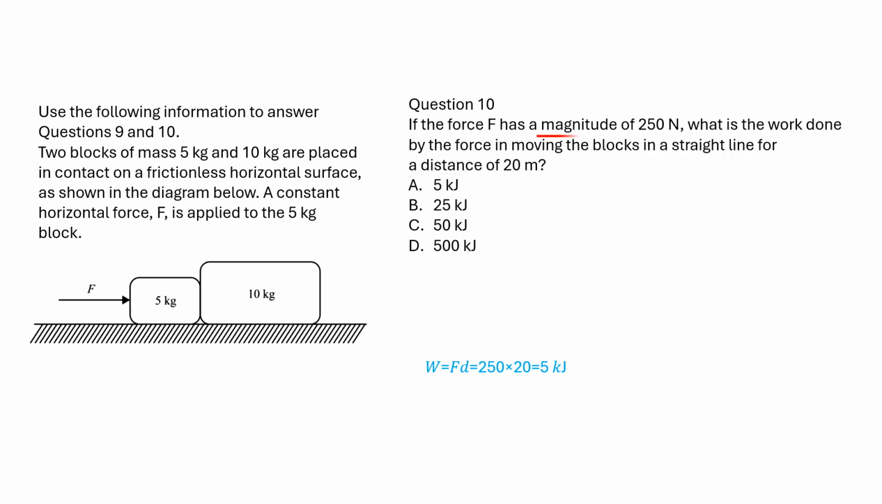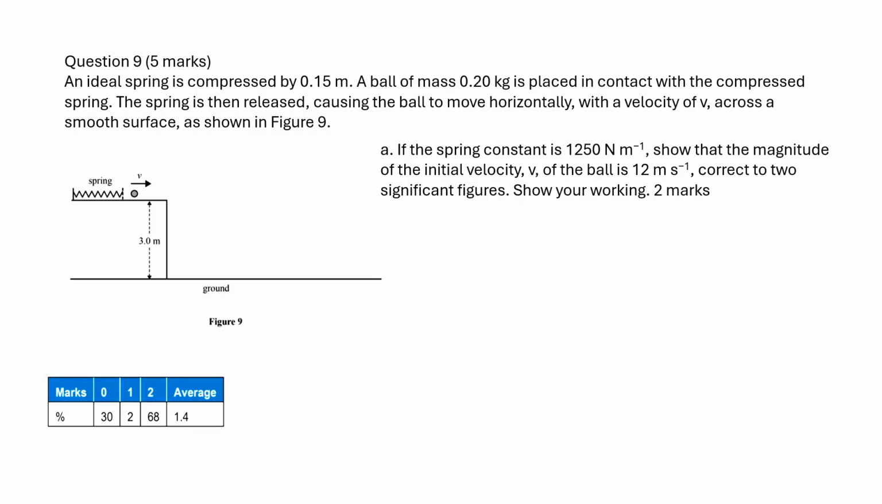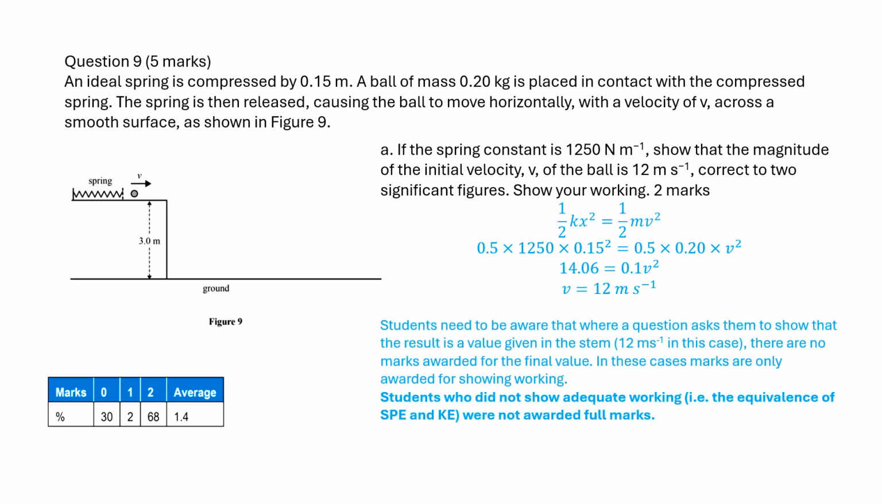The values of force and distance are substituted into the work equation and the answer is option A. All the spring potential energy is converted into kinetic energy. We establish the equation between these two energy types and solve for the ball's initial speed.